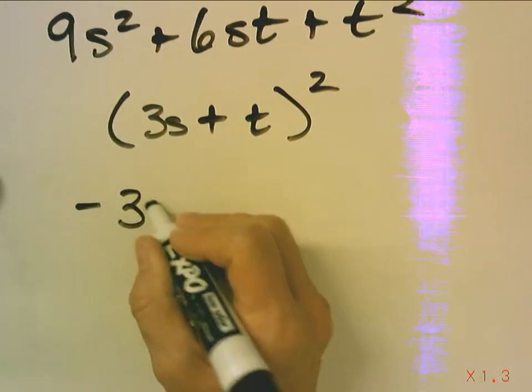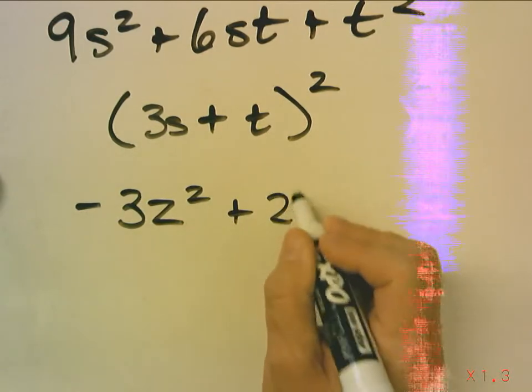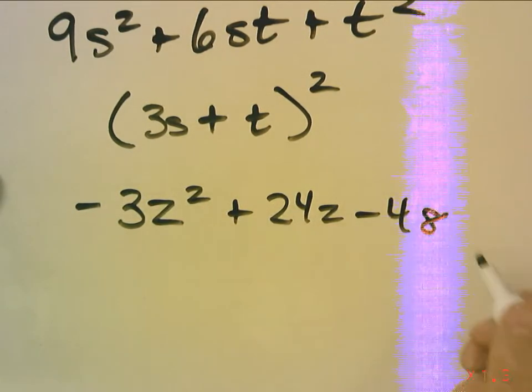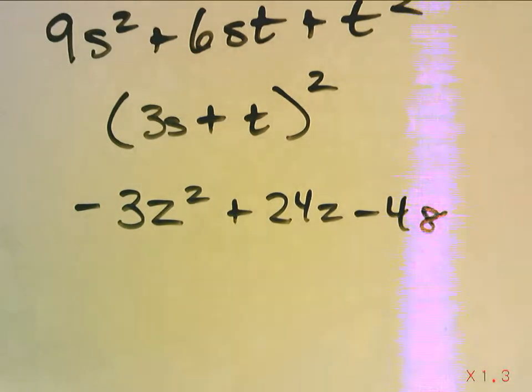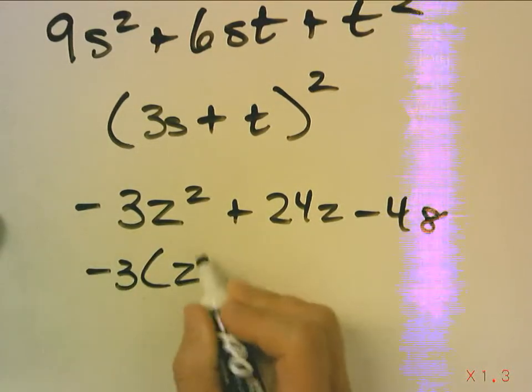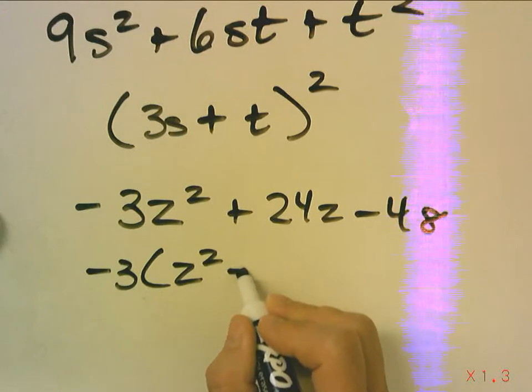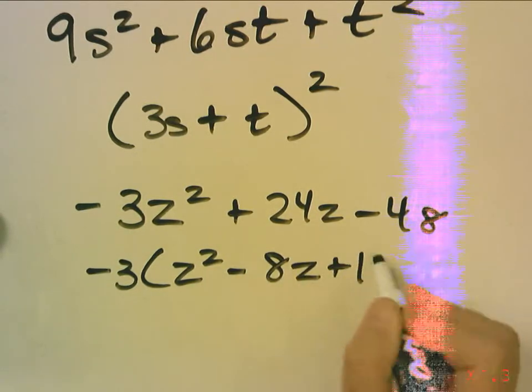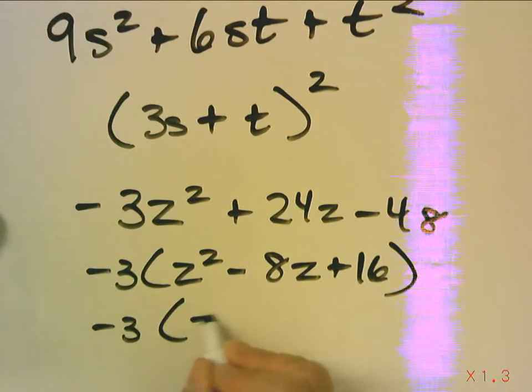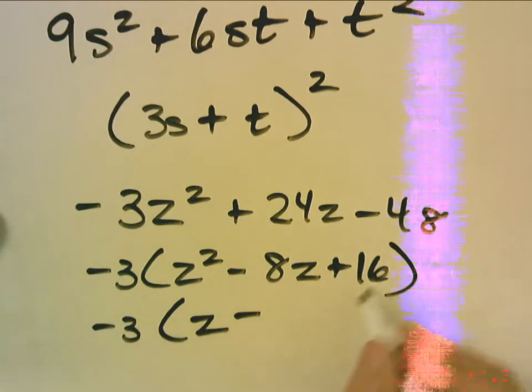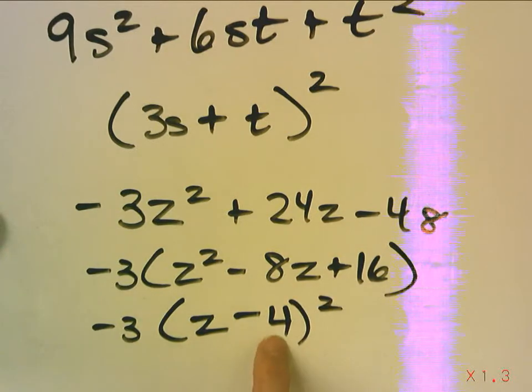Okay, now the last one, negative 3z squared plus 24z minus 48. And you may say, that's not a perfect square trinomial, and you would be right. But can I factor out a negative 3? Yes, I can. So if I take out a negative 3, I get z squared minus 8z plus 16. And now this, square root of the first, sign of the middle, square root of the last. 4 times z is 4z, double it, negative 8z. Okay? Now, you can try the checkpoints 5, 6, 7, 8 on your own.